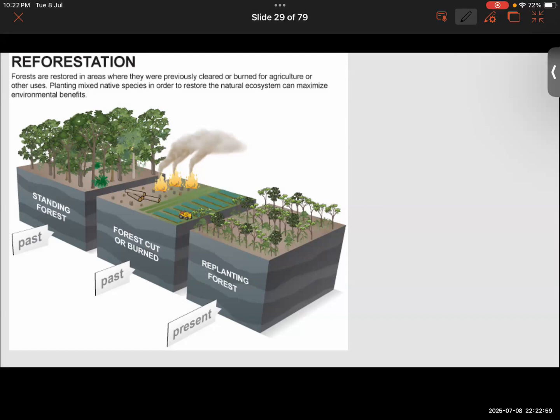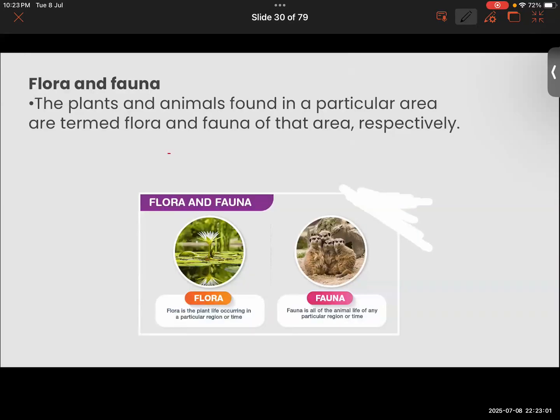Okay, so hope reforestation is clear to everyone. There are some important terms that we need to get familiar with, like flora and fauna.